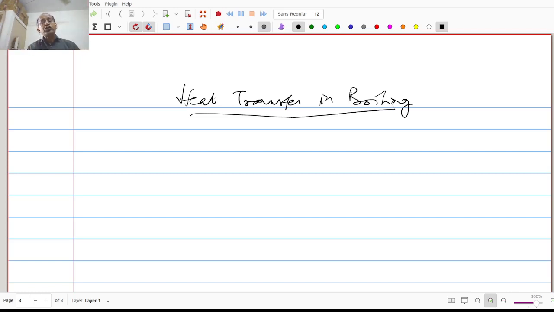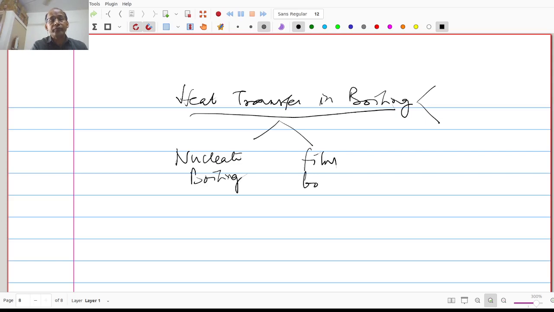in order to study heat transfer in boiling, we normally look at boiling with respect to two kinds of classifications. One classification, of course, is the nature of the boiling, nucleate boiling and film boiling. So nucleate boiling is where you have the liquid in contact with a superheated surface, the surface which is at a temperature higher than its saturation temperature.